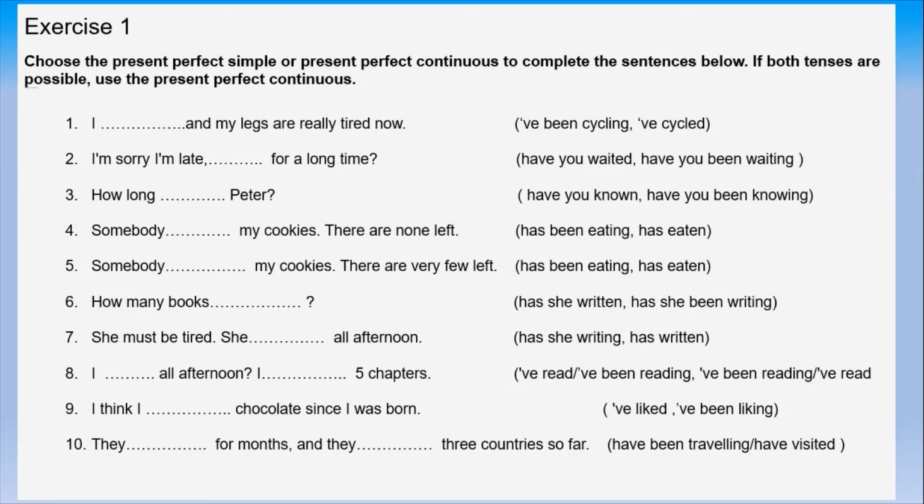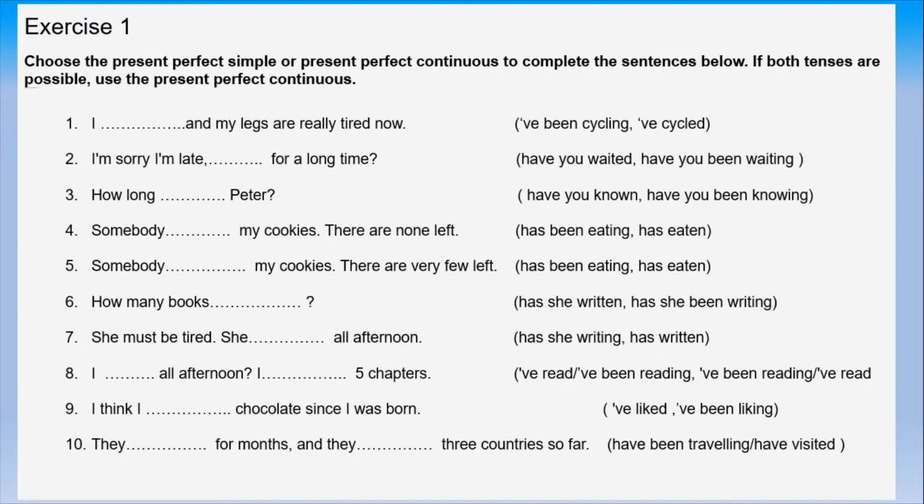We can use both the present perfect simple or continuous to talk about situations that started in the past and have or have not finished, but here the present perfect continuous is more common because of a dynamic verb. We have here wait, a dynamic verb.